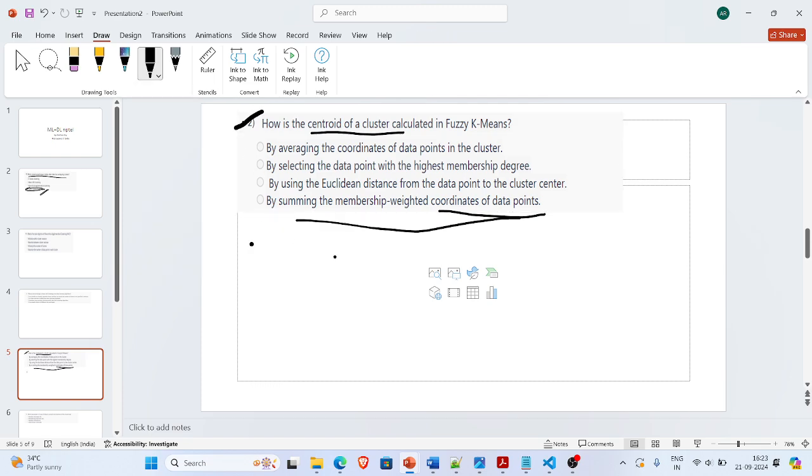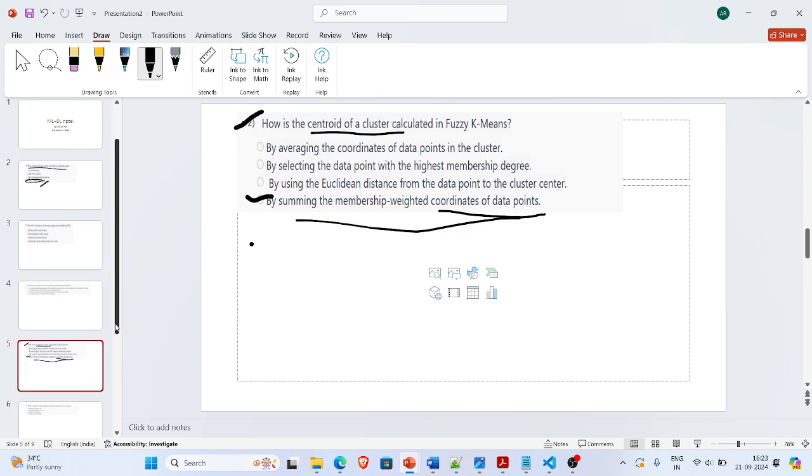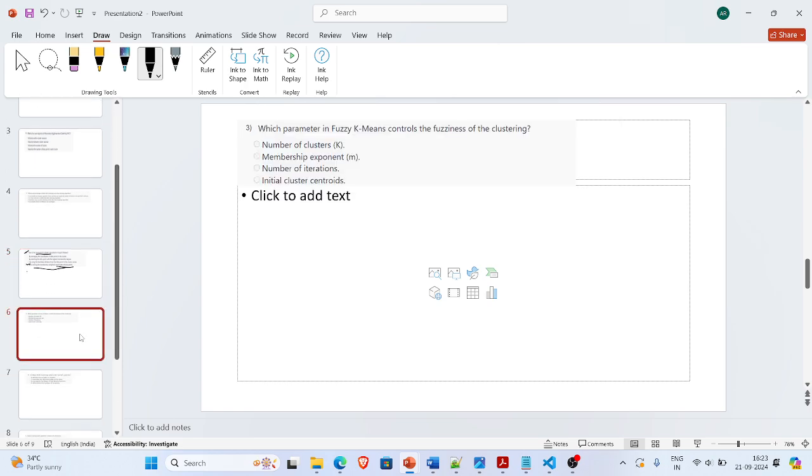So this one is done, right? This is the option, summing the membership weighted coordinates of data points. Next we move to the next problem. Which parameter in fuzzy k-means controls the fuzziness of the cluster?